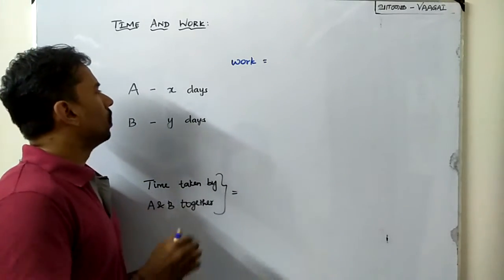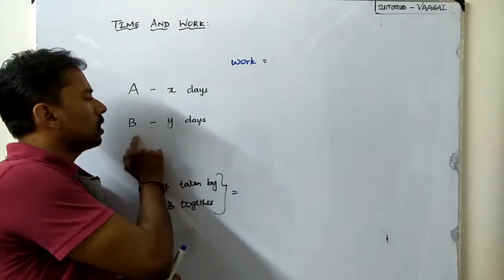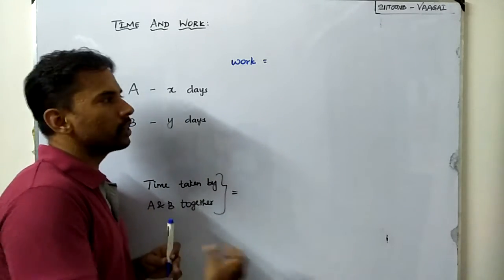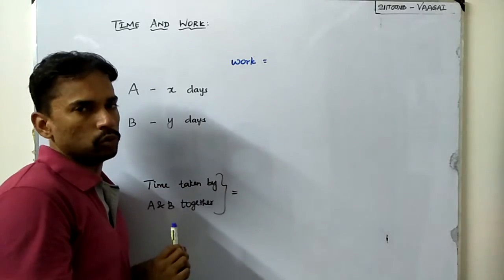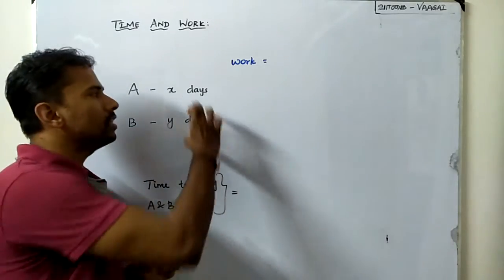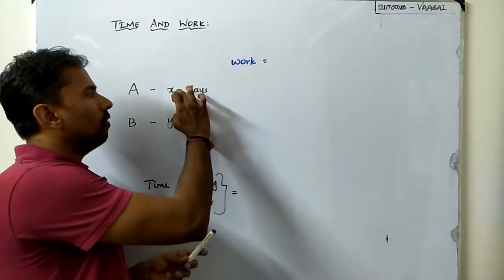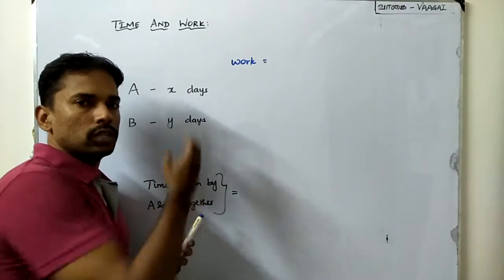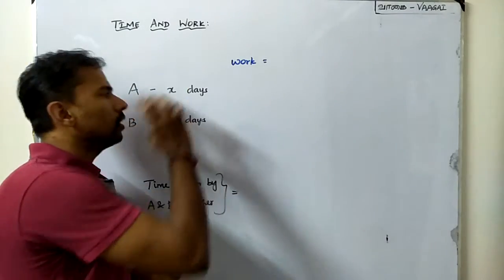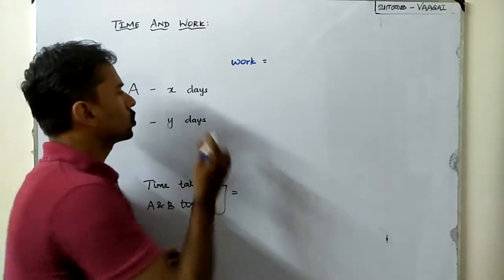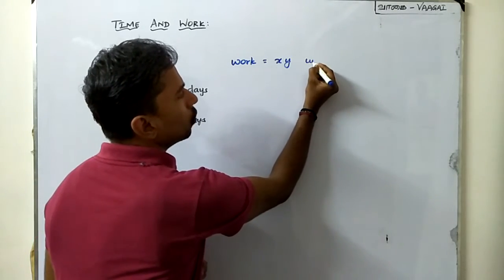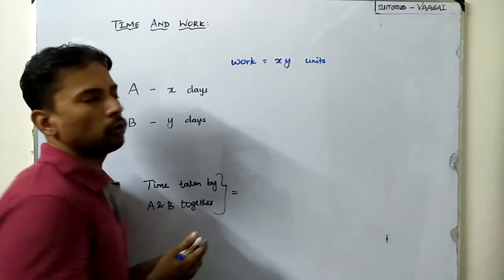As usual, we will start with the days. A is taking X days and B takes Y days. We start by the unitary method. First, we assume how much work they are going to do. To compute the work, we usually take the LCM of the days. Here we have X days and Y days. Since both are variables, to find the LCM we better multiply the two values and take it to be the work. So the work is X into Y, which will be XY units.